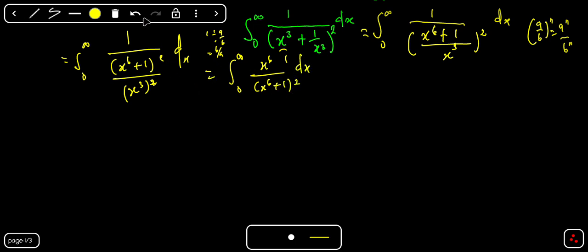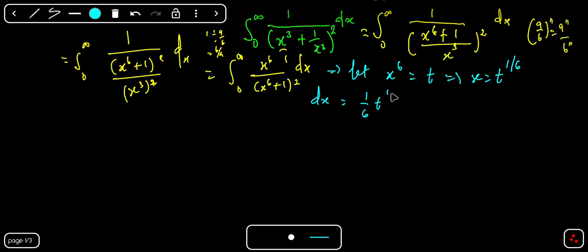All right, so the next thing we're going to do here is to make a substitution. Let x raised to the power of 6 be equal to t. Then if we do that, we have x equal to t raised to the power of 1 over 6. The next thing we're going to do now is to differentiate. So we have dx is equal to 1 over 6, t raised to the power of 1 over 6 minus 1 dt. All right, so that is what we have.